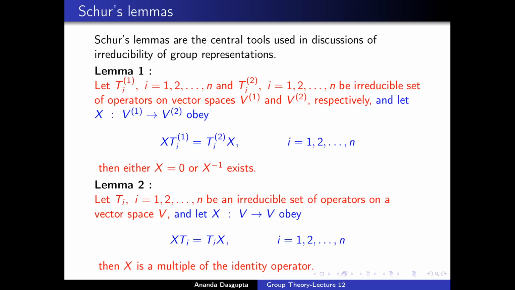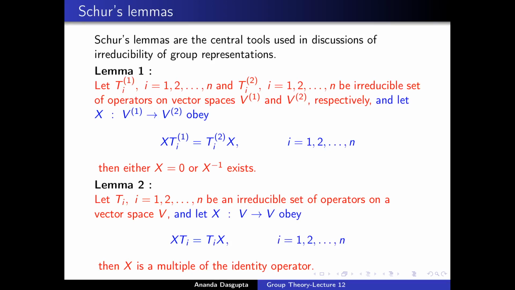So the case X equal to 0 is also covered by the statement that X is a multiple of the identity operator. What this second lemma says is that when V1 and V2 are the same space, then it's not enough that X be invertible. It has to be essentially the identity operator up to a multiple. Let us now turn to the proof of these two lemmas.